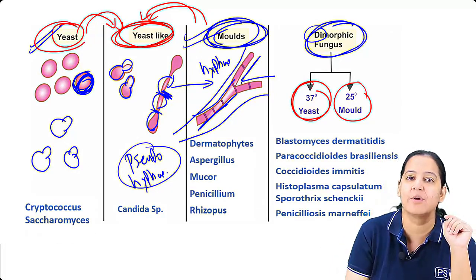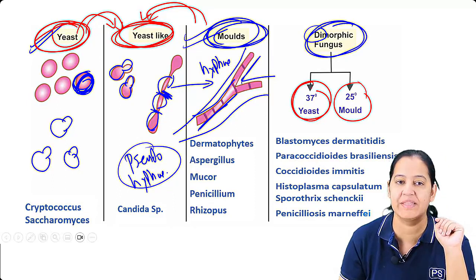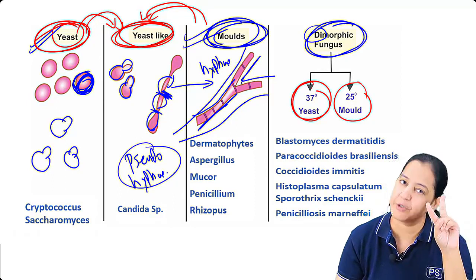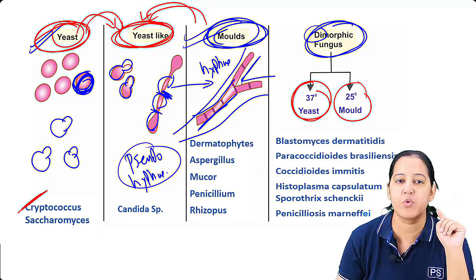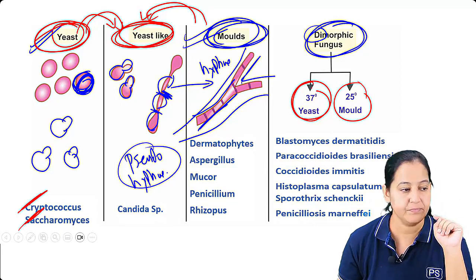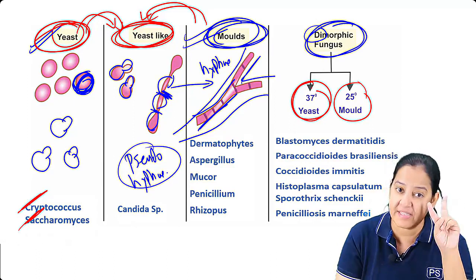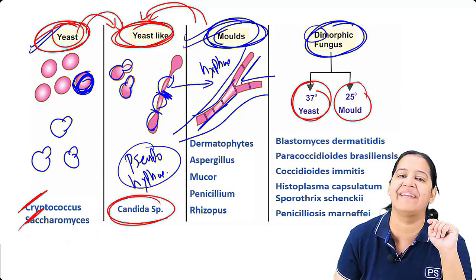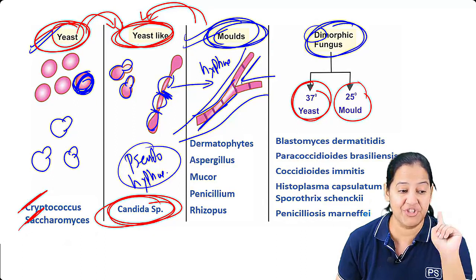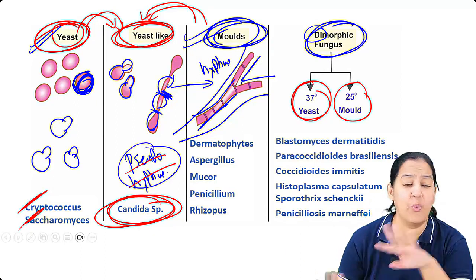So let me start with the yeast. In the yeast, we have only two examples. Learn the two examples. Cryptococcus and Saccharomyces are the two examples of the yeast. In yeast-like, only one example, Candida. In your question, if you are getting pseudohyphae, the answer is going to be Candida.